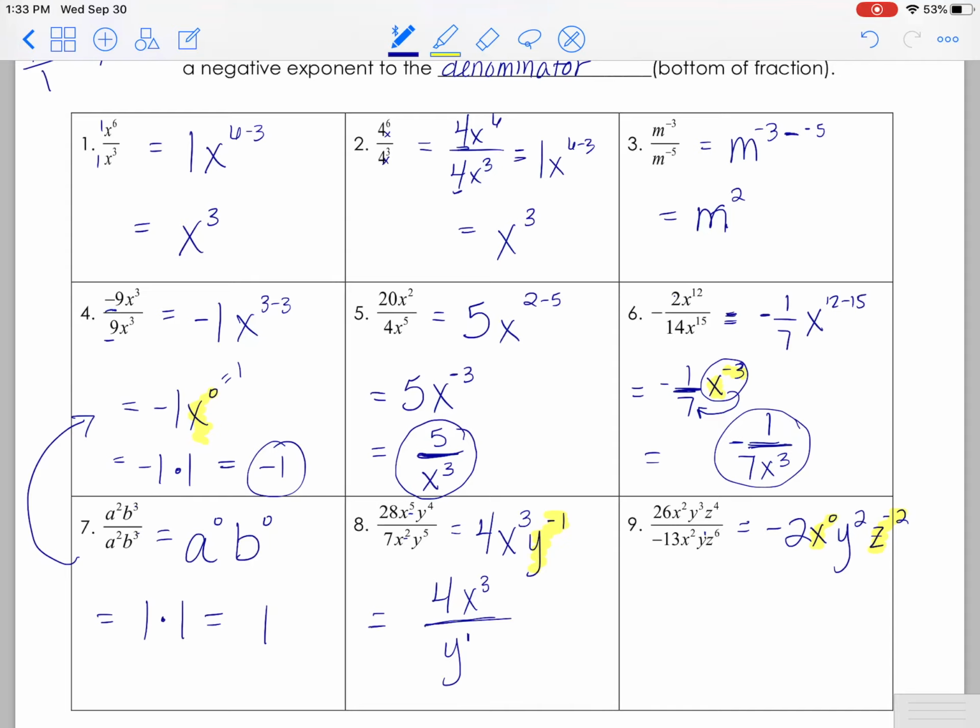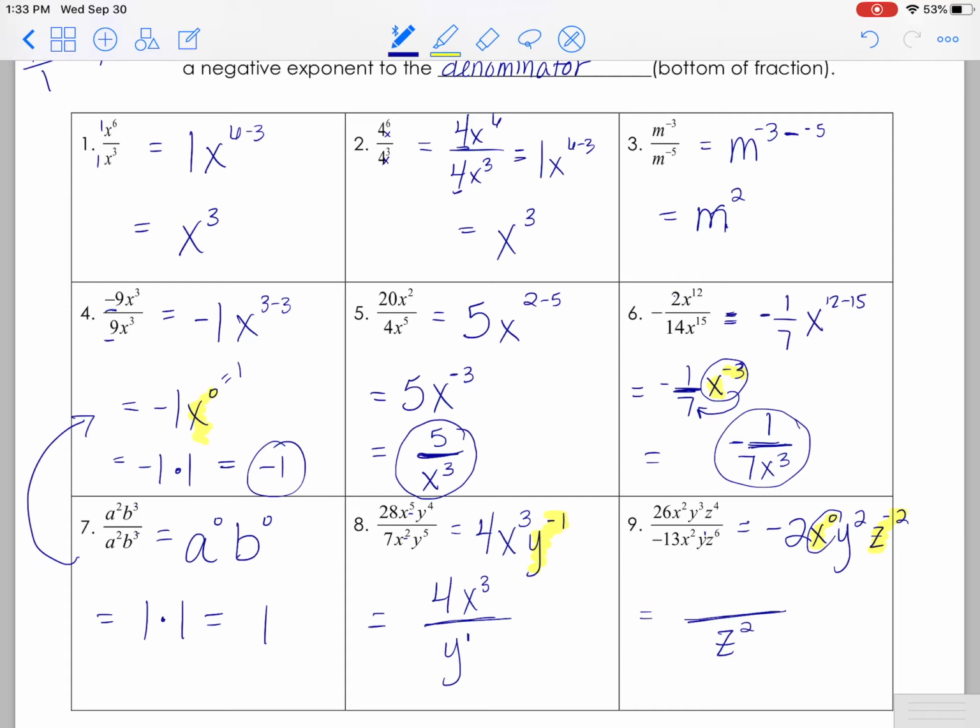Anything to the 0 power is 1. And how to get rid of that pesky negative exponent. So I know my answer is going to have to be written as a fraction. So again, if it's not already a fraction, you got to make it a fraction. So that means my z to the now second power is going to go at the bottom. Everything else stays at the top.